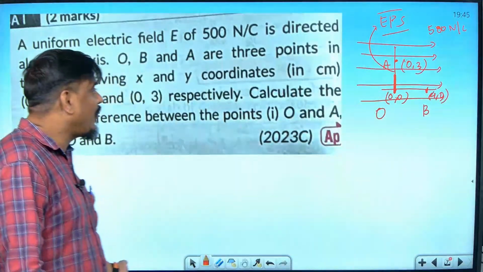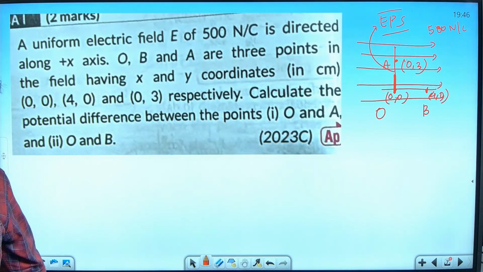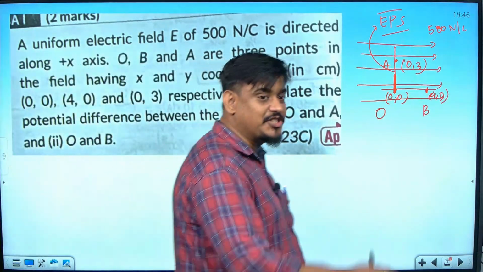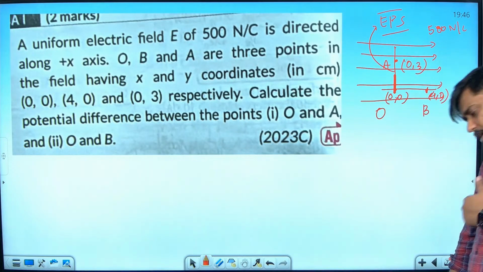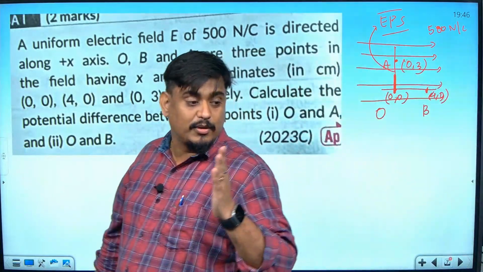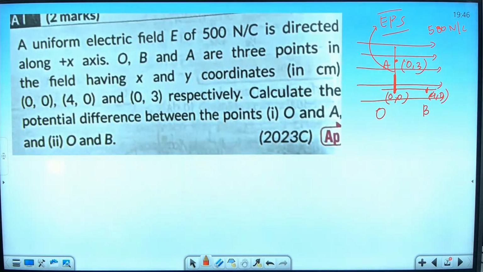If the point O and point A have same potential, what is the potential difference between them? 0 for the first part. Are you getting why I am saying it is 0? Because it is equipotential surface. How do I say this? Because point 0 comma 0 and point 0 comma 3 are lying on a plane that is perpendicular to electric field. And you know, a plane which is perpendicular to electric field must be equipotential surface. But can I say for the second part also the answer is 0? No. You have to solve this.